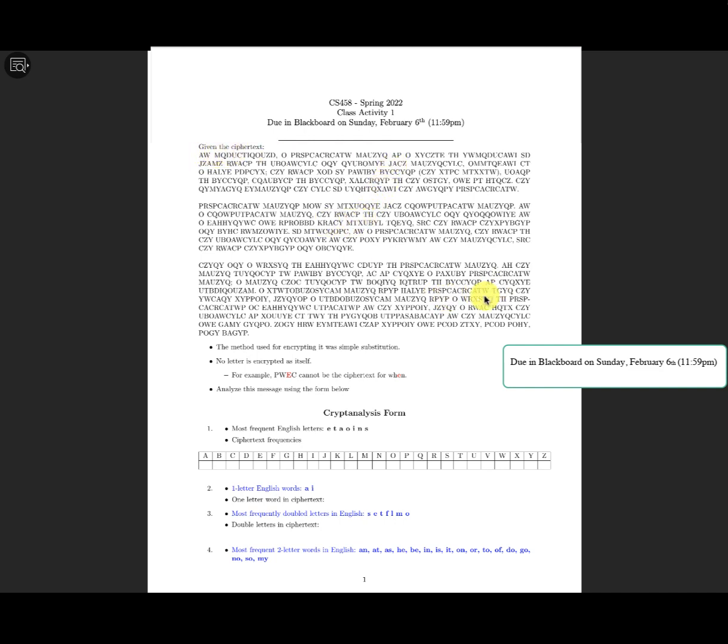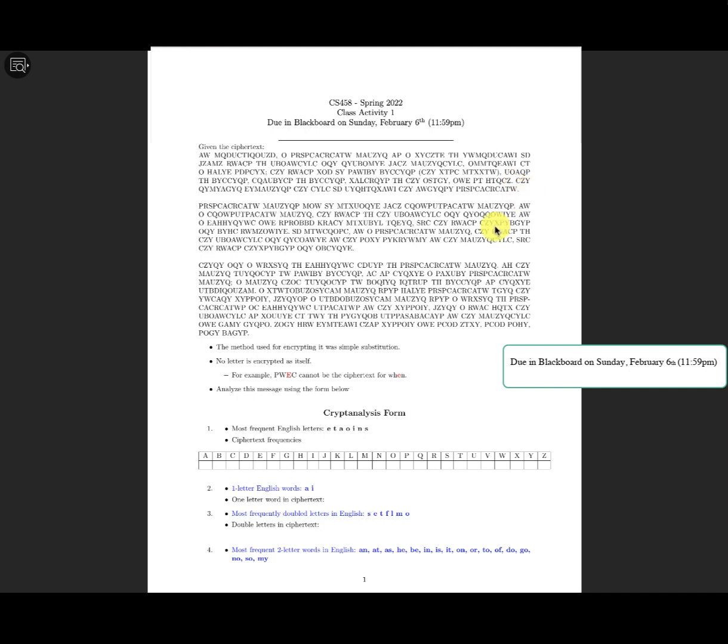Or maybe you can start looking at the three-letter words. For example, this one: Z, C, Z, Y. I guess it's going to be that because it starts at the beginning of the sentence.